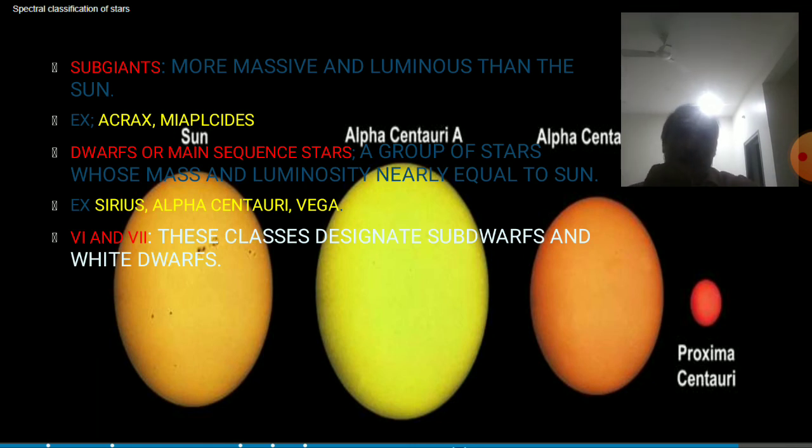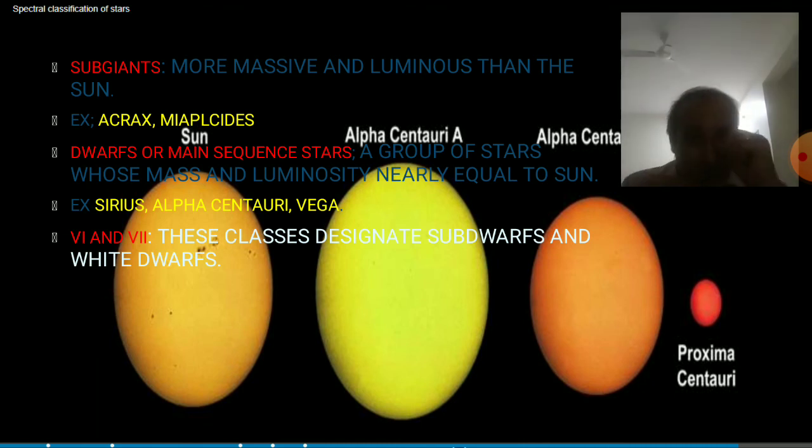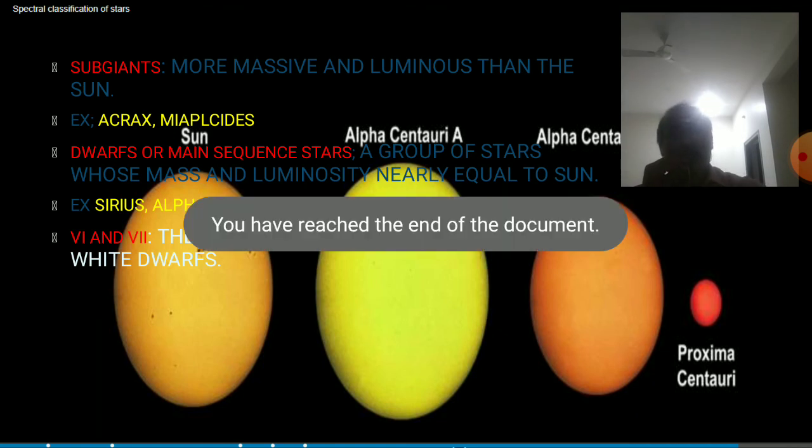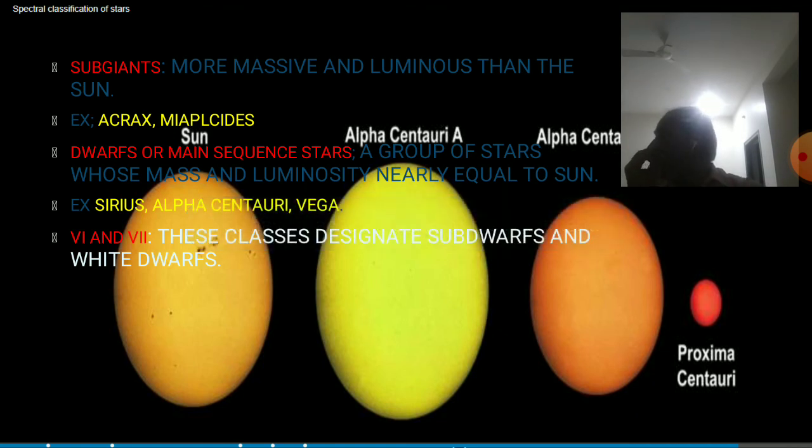Next, sixth group and seventh group. All subdwarfs belong to the sixth group of stars, and all white dwarfs belong to the seventh group of stars. So these are the Hertzsprung classification of the stars. This is very important for 8 marks questions.